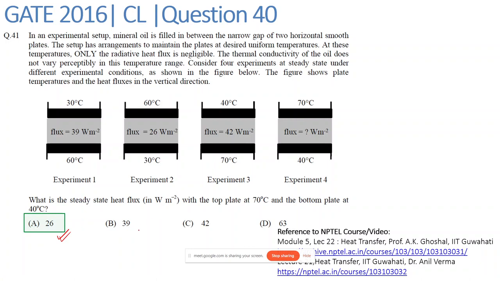Now it won't be equal to 39, 42 or 63, because they are very high as compared to this term. So yes, this is the basic concept used in this question related to this experimental setup. If you have any doubts, you can speak up or just ask, and then we can move on to the next question.